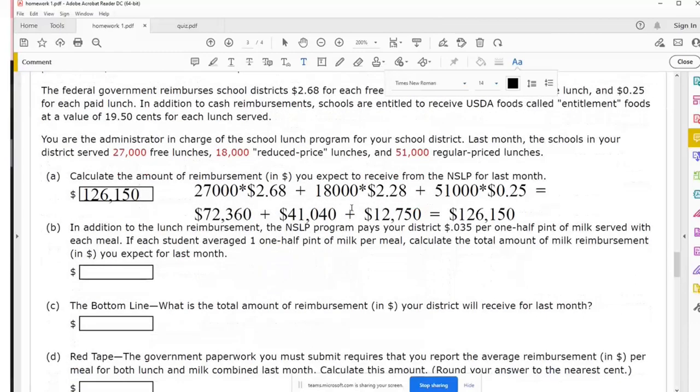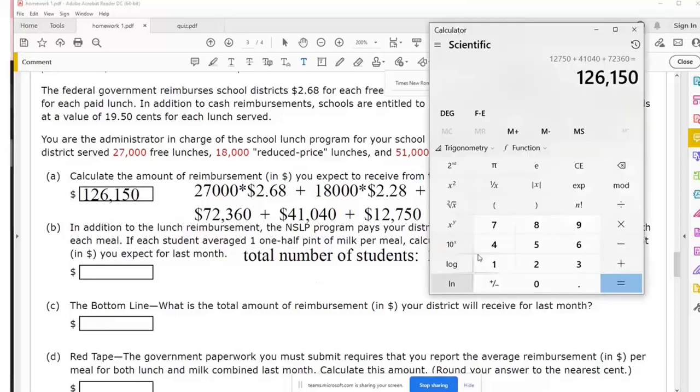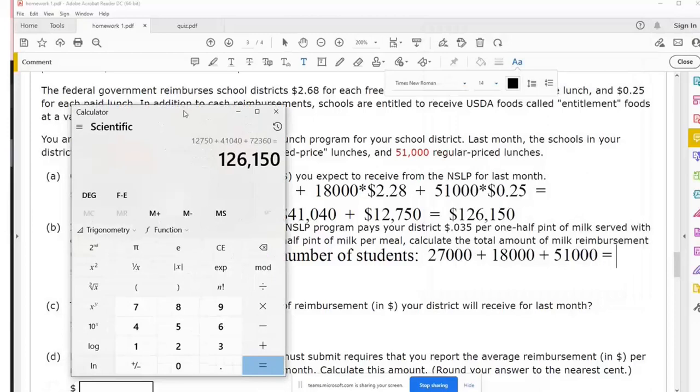Then in part B, they're adding some information. They're saying that you get 3.5 cents for every milk you give out. In the problem it says that every student gets one milk. So what we want to know is how many students do we have? There's 27,000 that are getting lunch for free, 18,000 that are getting it for reduced price, and then there's 51,000 that are getting regular lunches. The total amount of students that are getting lunch at this school is 96,000.